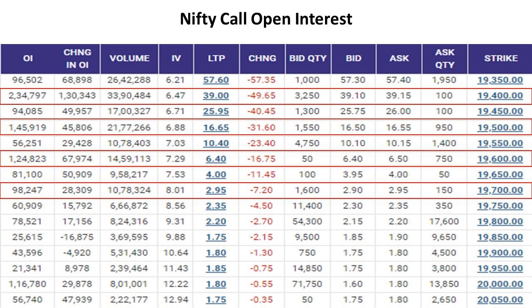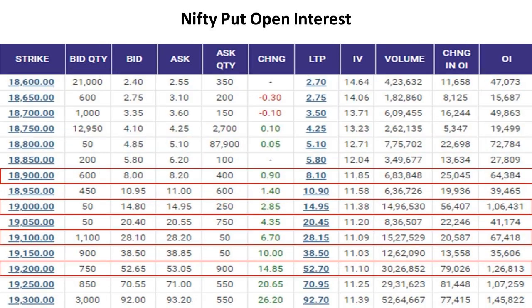So friends, now let us check out the Nifty puts data. In Nifty puts, the action was seen in 19,200 puts, then 19,100, 19,000 puts, and 19,900 puts. Now here you can see there has been a rise in the open interest, a rise in the volumes. The implied volatility is between 11.10 and 11.85.